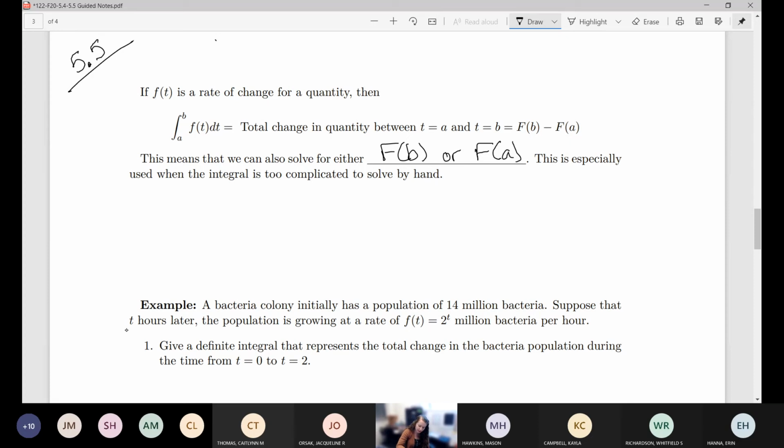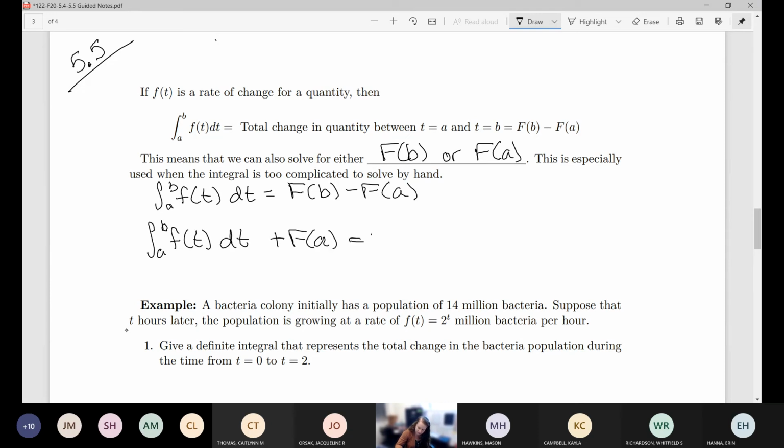So essentially the way that's going to happen is if we have this statement, which is essentially the fundamental theorem of calculus. Say we wanted to solve for f of b. Say we wanted to get f of b by itself. We could do that by just adding f of a over to the other side. And now we've got f of b.